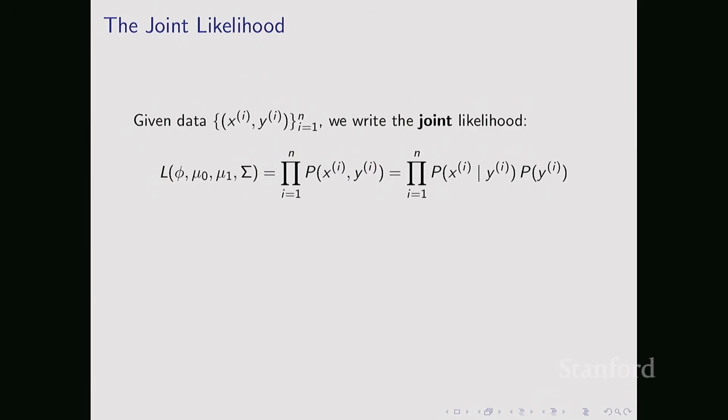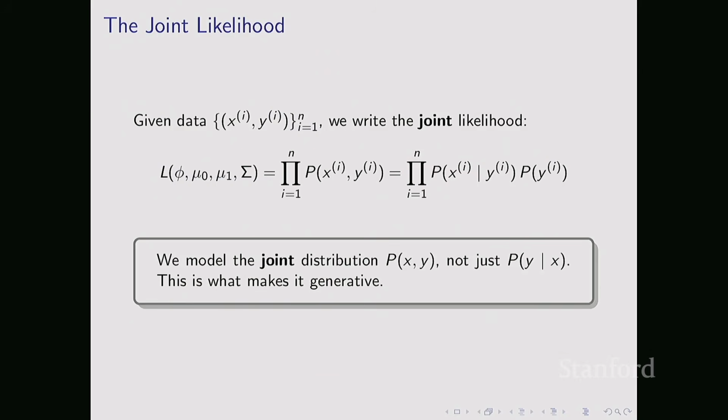The IID assumption did a lot of work for us right there. Second, we did this factorization. Well, this is Bayes' rule. We can do that every time on a term. We didn't have to assume anything. So we're going to model the joint distribution P of x, y, not just P of y given x.